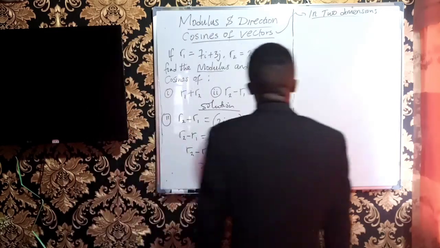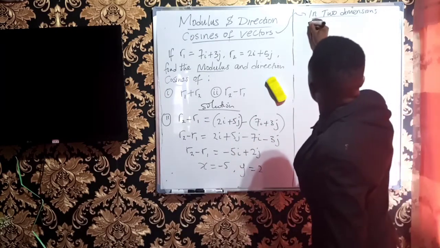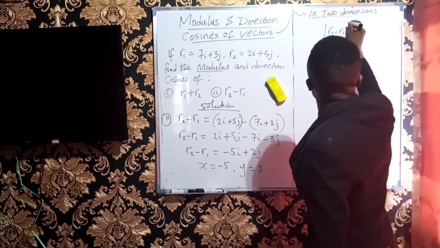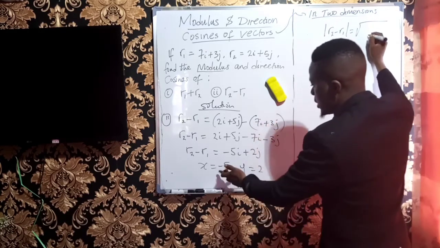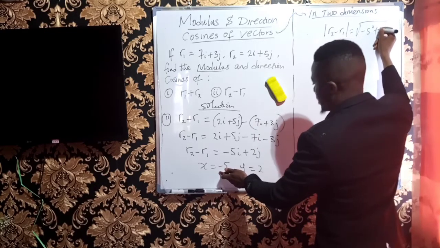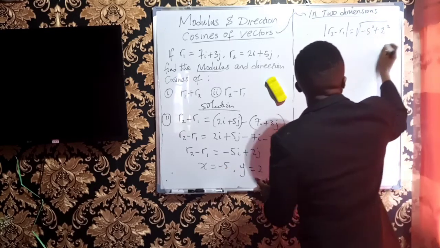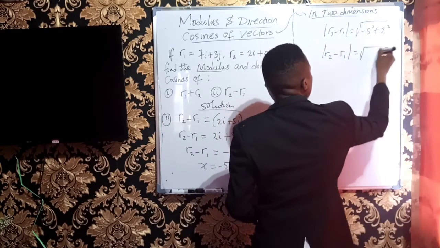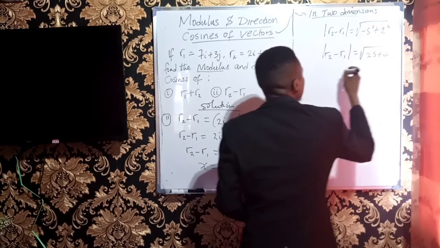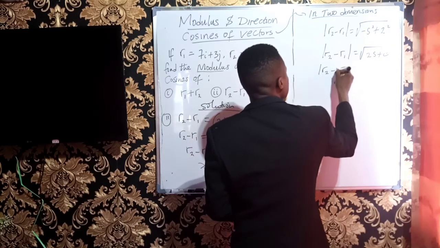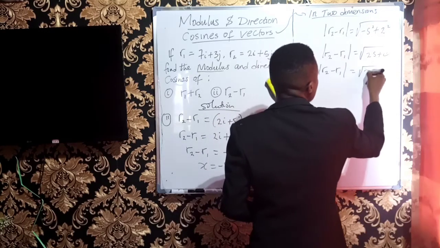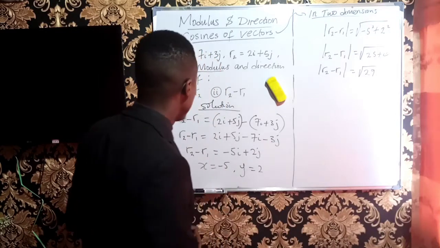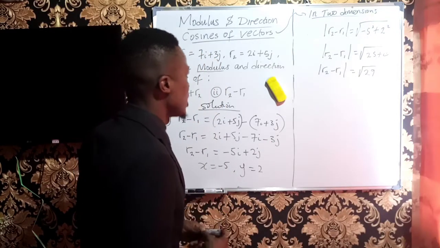That's the value. Hence, let's get the modulus first. The modulus of r2 minus r1 will be the square root of x squared, which is minus 5 squared, plus y squared, which is 2 squared. So the modulus of r2 minus r1 will give me the square root of 25 plus 4, and 25 plus 4 will give me 29. This is just the modulus of r2 minus r1. So let us get the direction cosines.